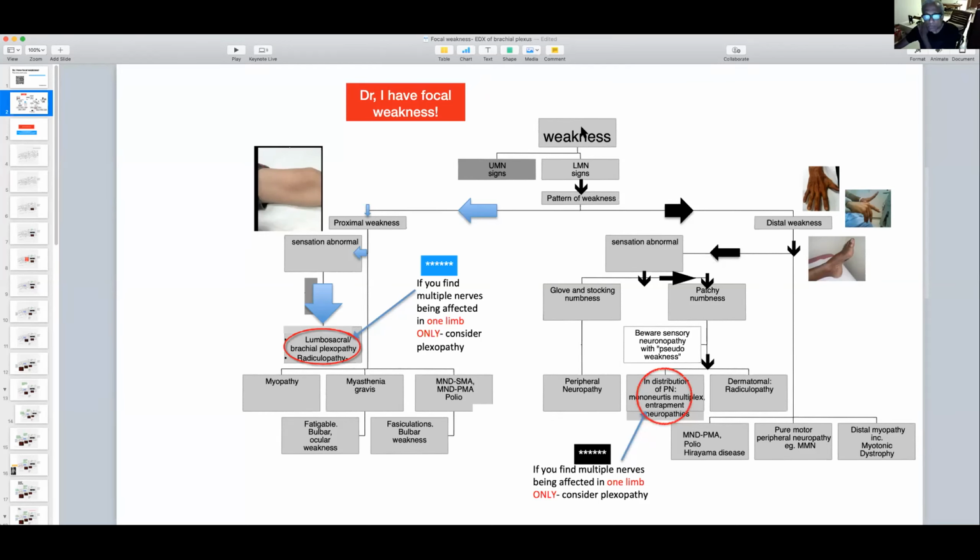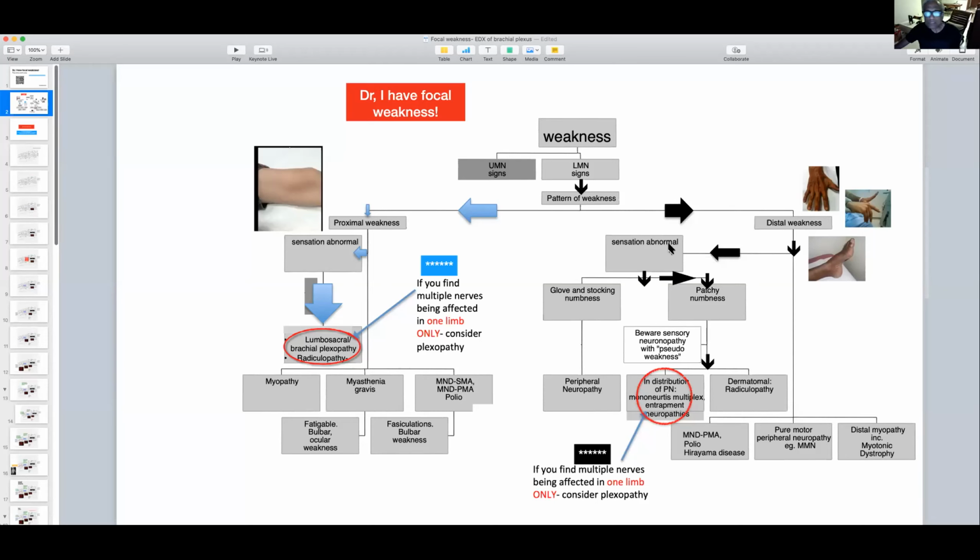Now, of course, a patient with focal weakness can also present with proximal weakness. If it's proximal weakness with normal sensation, again, we have to start thinking, especially if it's more than one distribution, are we dealing with a lumbosacral plexus if it's the lower limb, or brachial plexopathy if it's the upper limb? Okay, so this is the general scheme that I'll be using time and again.